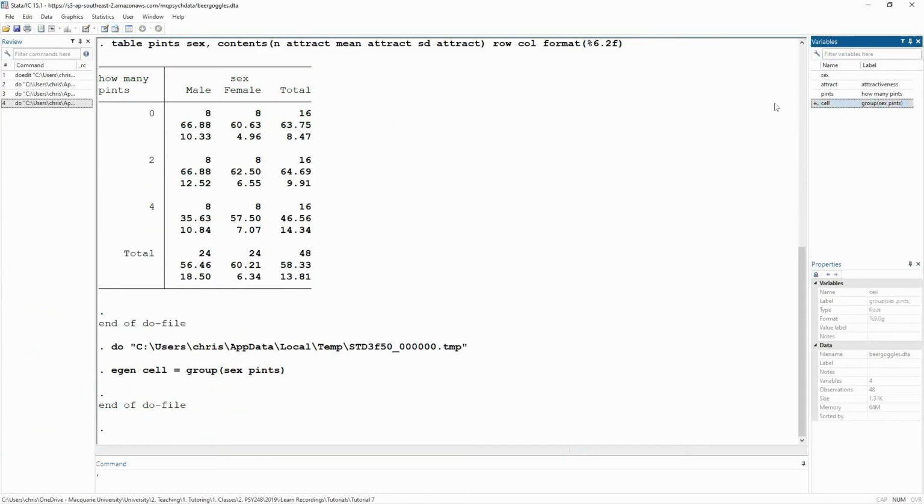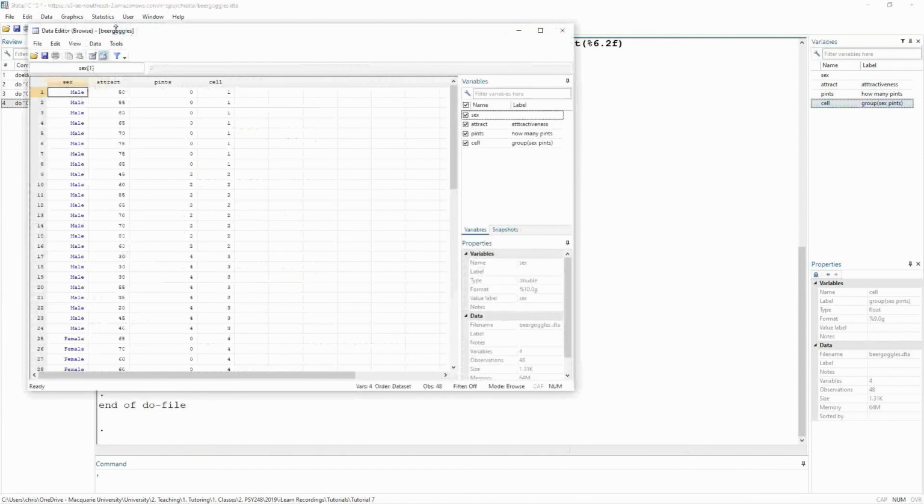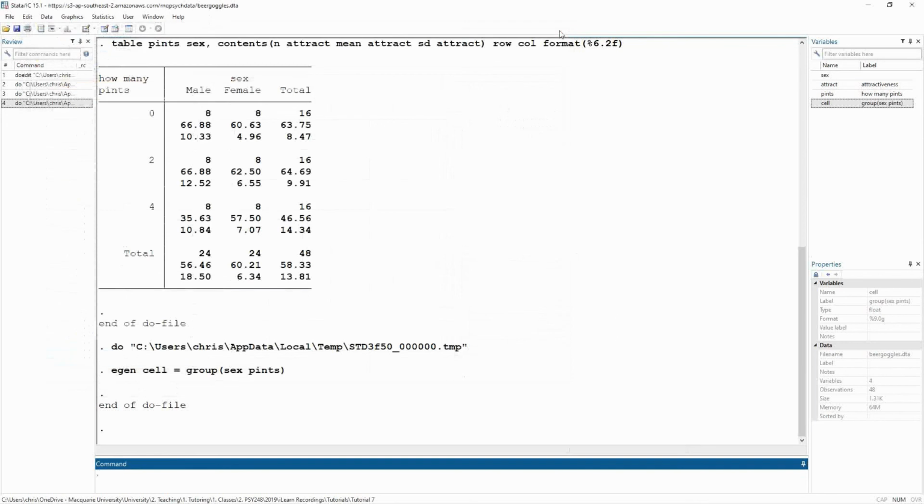So I have this new variable called cell. If I look at my data, people who got a 1 on cell had 0 pints and they were male. People who got a 2 on cell, 2 pints and male. 3, 4 pints and male. Those coded 4, 0 pints and female. 5, 2 pints and female. And then 6, 4 pints and female. So cell has effectively now created a single categorical variable that represents our 6 cells.